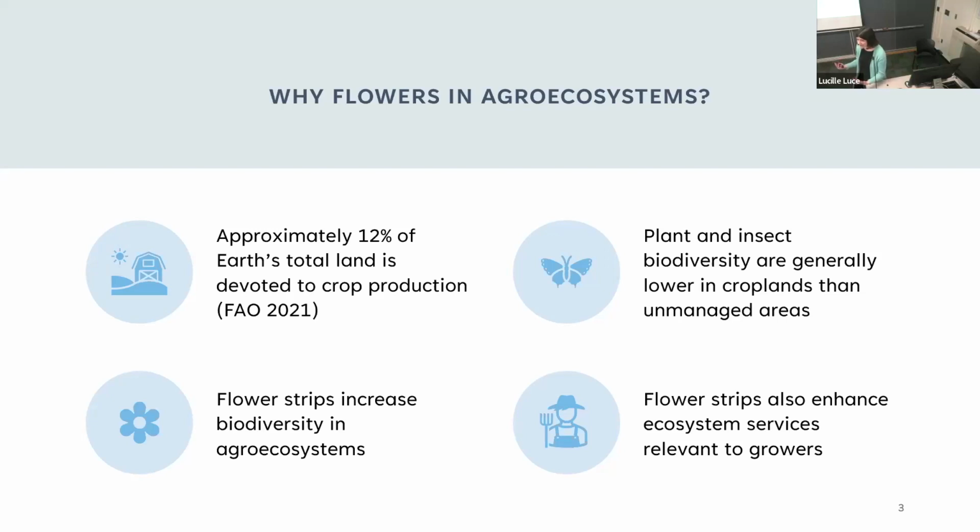Pollination is a great example. That comes from pollinators like bees. Another really good example would be biological control of crop pests. Lots of different organisms can contribute to that, but flower strips may help enhance the abundance of things like predators, which might be able to just eat up some of those crop pests.